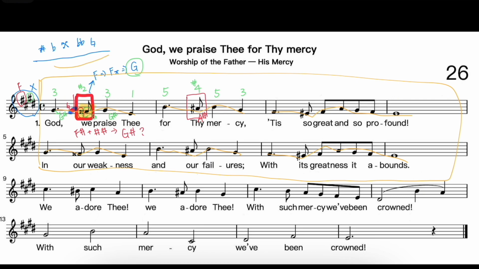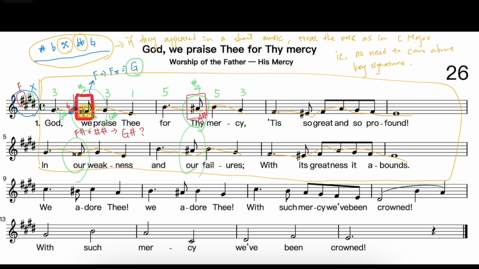So we will have so many different kinds of accidentals. So for this, if they appear in a sheet music, treat the note as in C major. That is, no need to care about the key signature. Just like the ones we've talked about. This one, even this one. Okay, it will be like that.